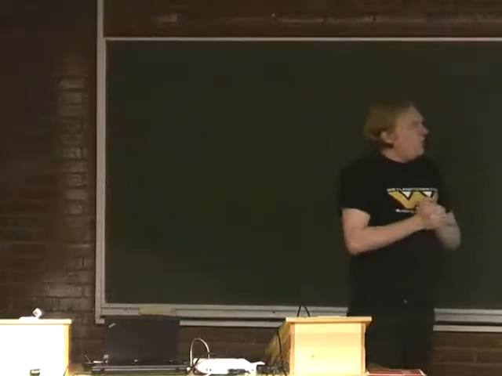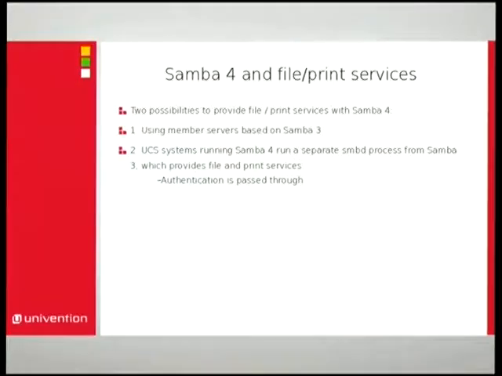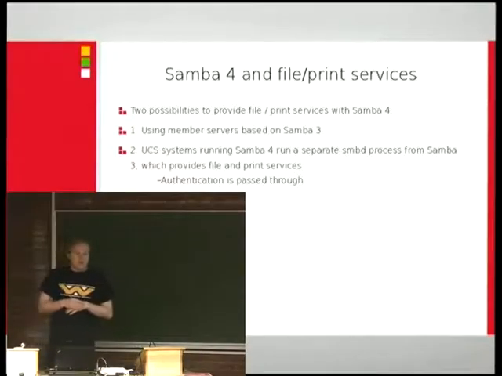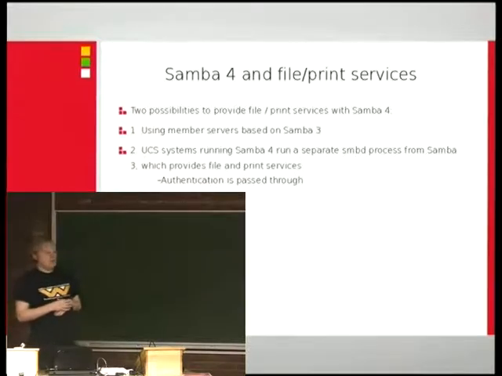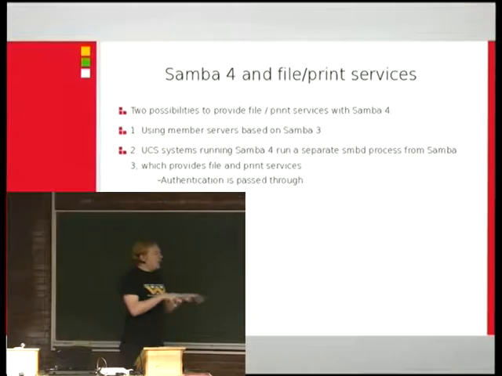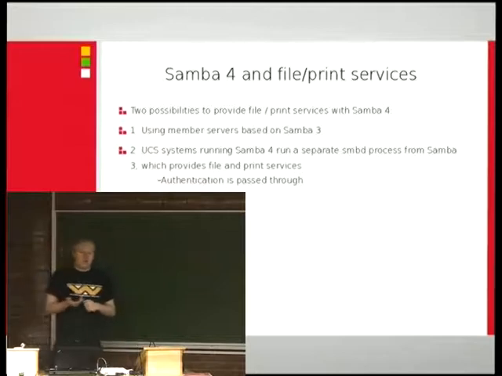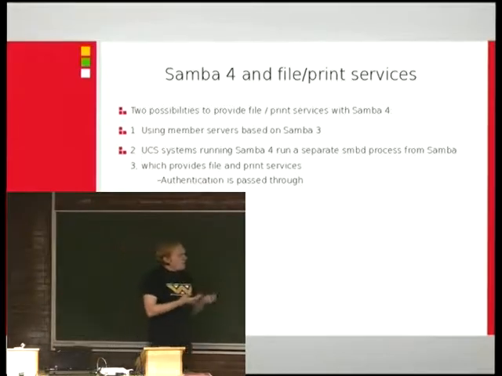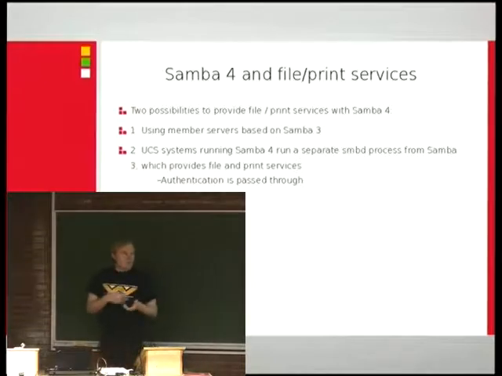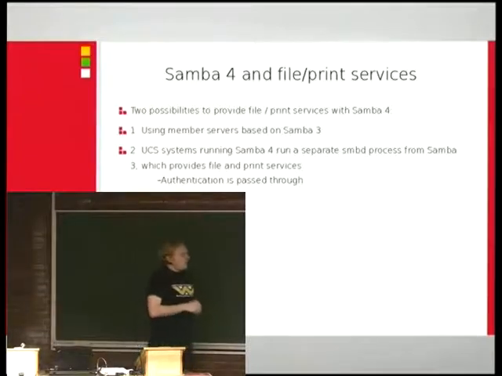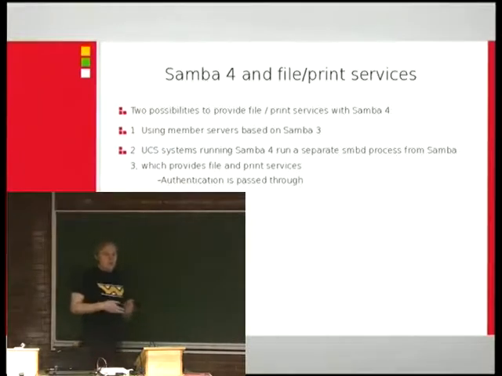The integration of file and print services is also something which needs to be considered when implementing or integrating Samba 4. With UCS, you have two possibilities. You can either use a server which is called a member server in the Windows terminology, which is a server which does not provide domain controller functionality. And for these member servers, we still use Samba 3 because they don't need or implement any of the services which require Active Directory. So we just use the standard, very robust and very feature-proven Samba 3 release.